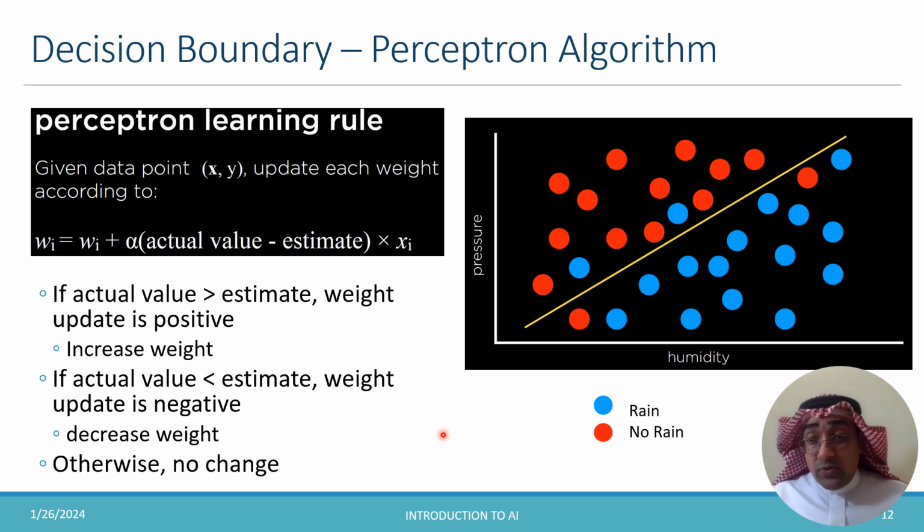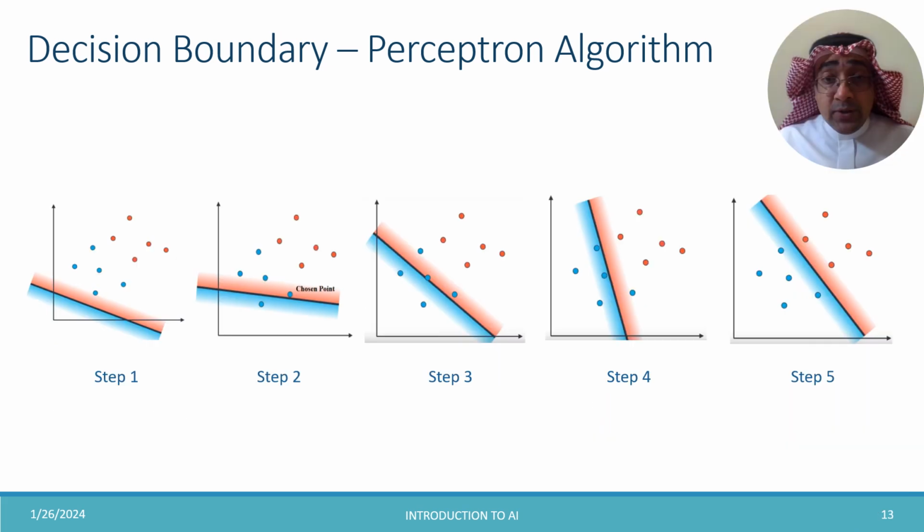If it was equal to 0, then I have to do nothing. So notice if the actual is the estimated, this becomes a 0, and anything multiplied by 0 is 0, and the new weight is equal to the old weight. That means that I have reached the value that I actually want. Okay, so this is the notion of how the perceptron algorithm works. And this is how a complete journey of a perceptron algorithm goes.